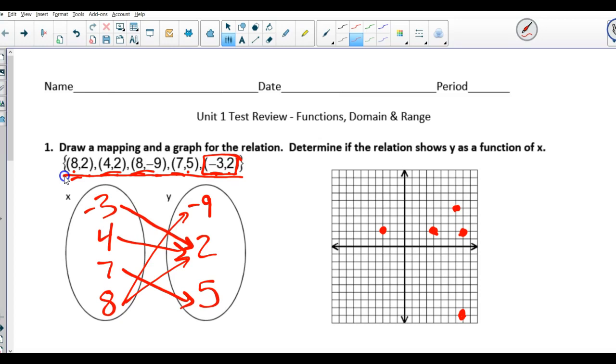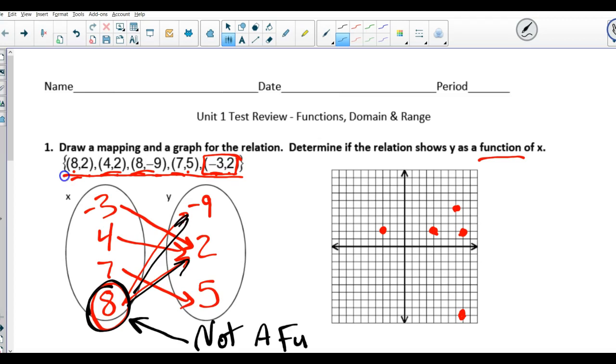Is this a function? Does it show y as a function of x? That is when your x repeats, when the x has 2 different y values, or when the vending machine gives you 2 different drinks, if you want to remember that analogy. This 8 pairs up with -9 and pairs up with 2. This is the cause of it not being a function, not a function.